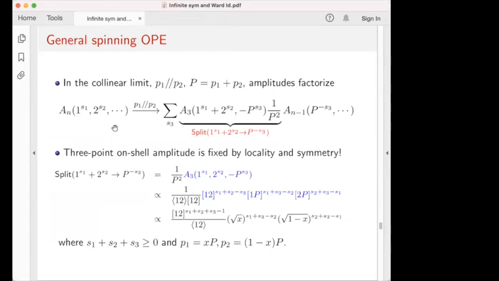So in the collinear limit, this n-point amplitude will become a 3-point amplitude and an n-1-point amplitude connected by a propagator. And the prefactor in front of this n-1 amplitude is essentially the split function. So it's given by the product of this 3-point amplitude and this propagator. In 4-dimensional spacetime, it's known that this 3-point on-shell amplitude is uniquely fixed by locality and symmetry up to the overall coefficient. This means we have a very explicit expression for this split function here, because this 3-point amplitude can be written down explicitly.